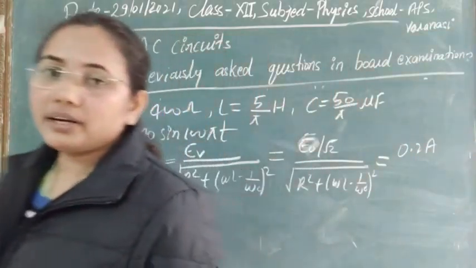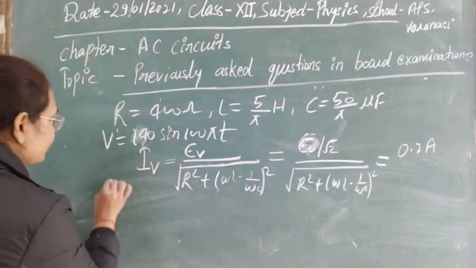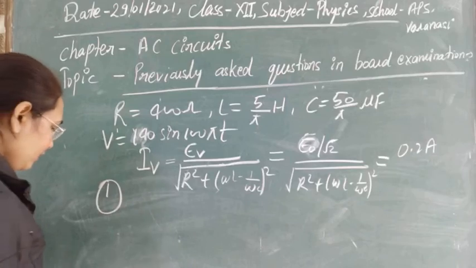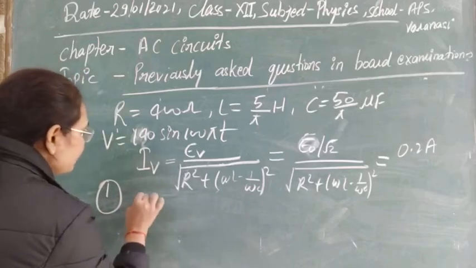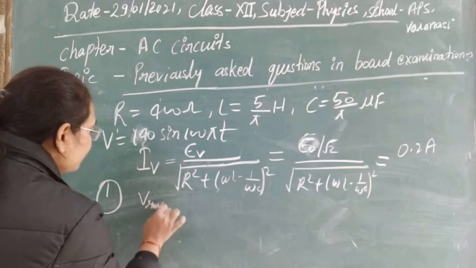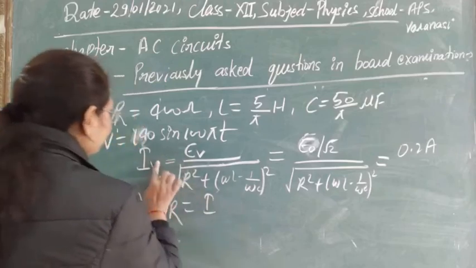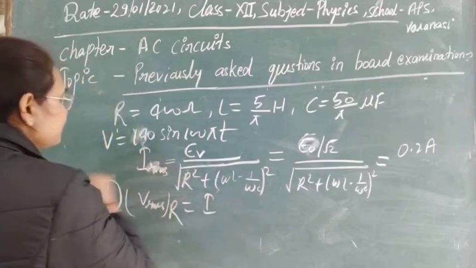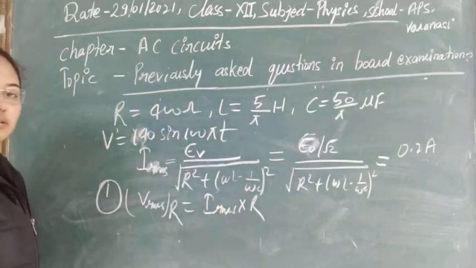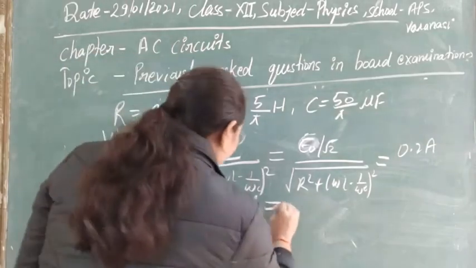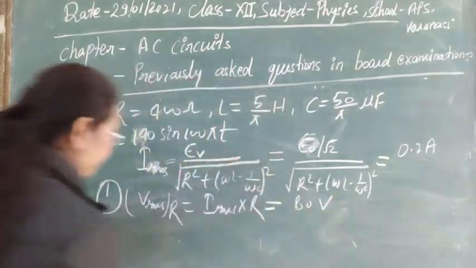Now we have just calculated the value of I RMS or I average. Then we can first find the RMS voltage across the resistor. Across the resistor, the RMS voltage is given by I average or I RMS; if you are confused, you can write I RMS. So I RMS into R, simple I into R. If you solve it, the value obtained is 80 volts.